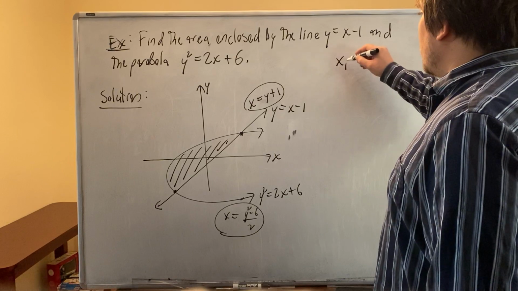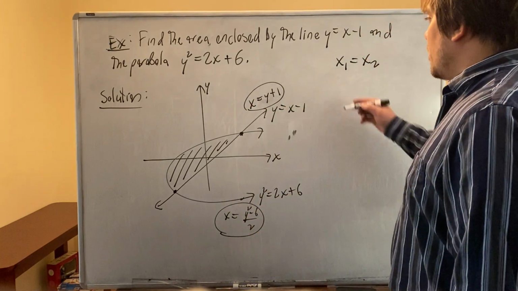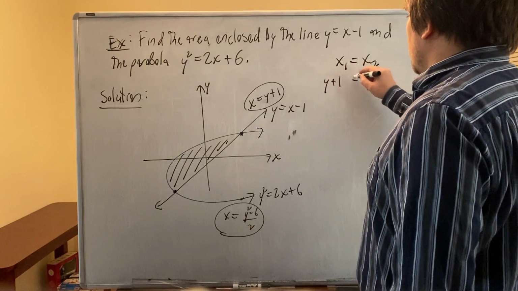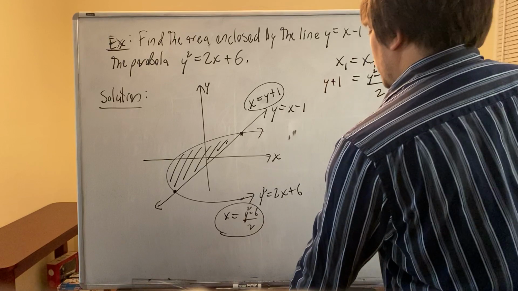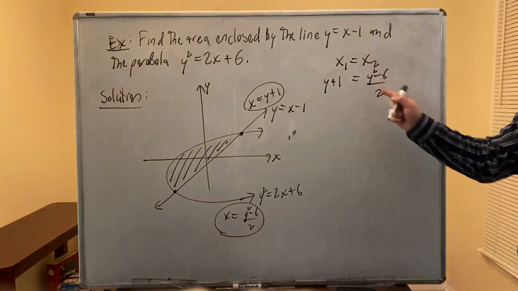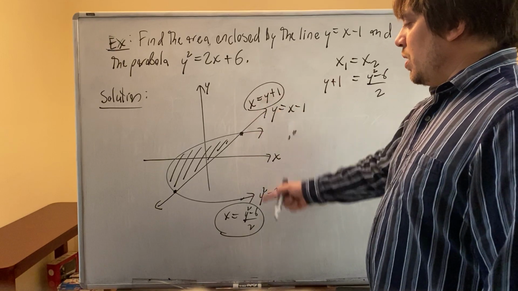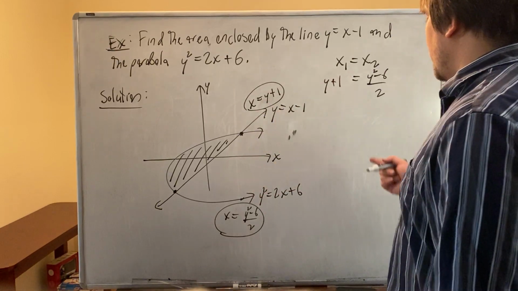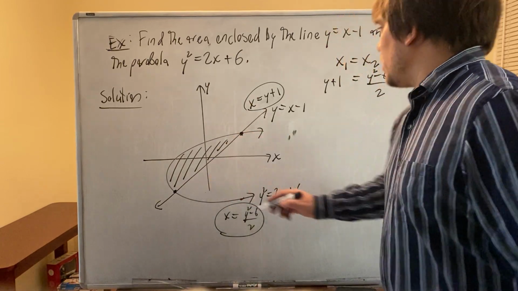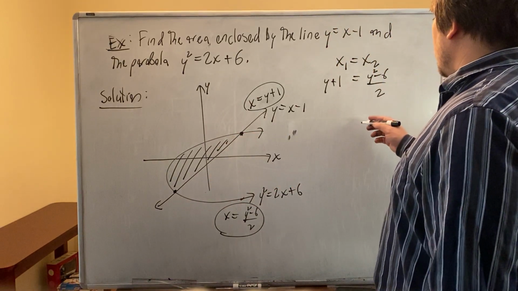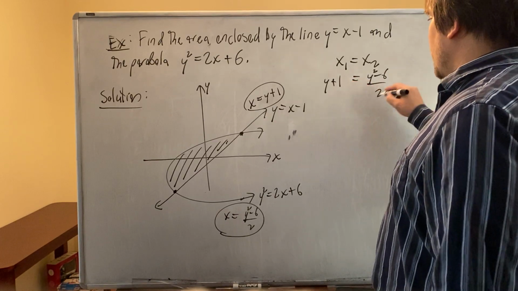First we set x1 equal to x2, where this is x1 and that's x2. Then that means y plus 1 is equal to y squared minus 6 over 2. And then we solve for the y that satisfies this equation. Okay, and that's the y value that these two functions have in common. This y value and this y value. Then you solve for y.